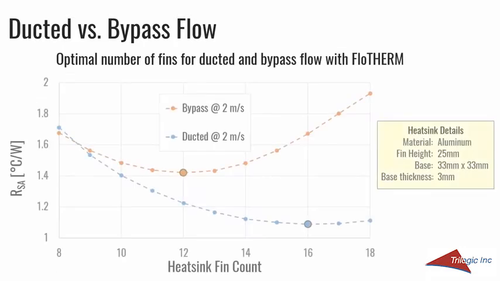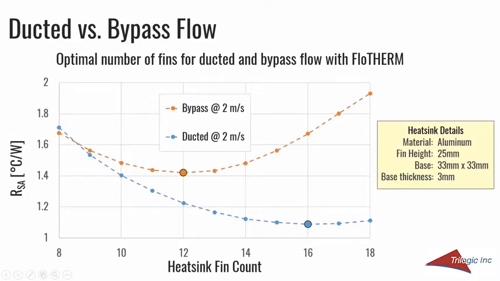I ran the same type of situation in Flowtherm, where I have basically the heat sinks we saw a couple slides ago, where I look at the thermal resistance when it's ducted, this blue line, and then with bypass, this orange line, both at 2 meters per second. So I'm seeing the same type of effect as the previous chart showed, where with bypass, there's a more pronounced optimum.